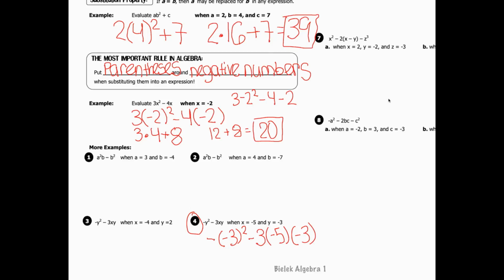So it's going to be negative 9 minus 3 times negative 5, which is positive 15, times negative 3 is going to be negative 45. And then if I go through and simplify that, I'm going to get negative 54.